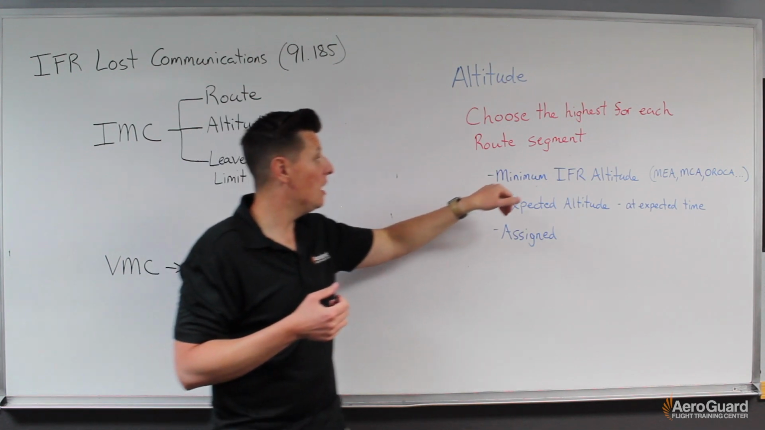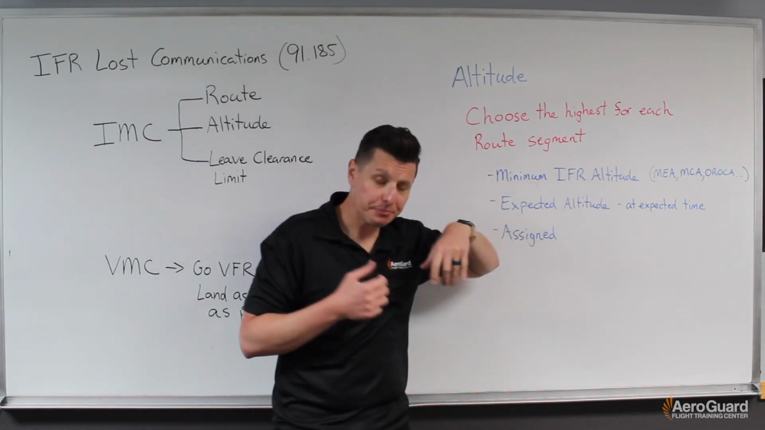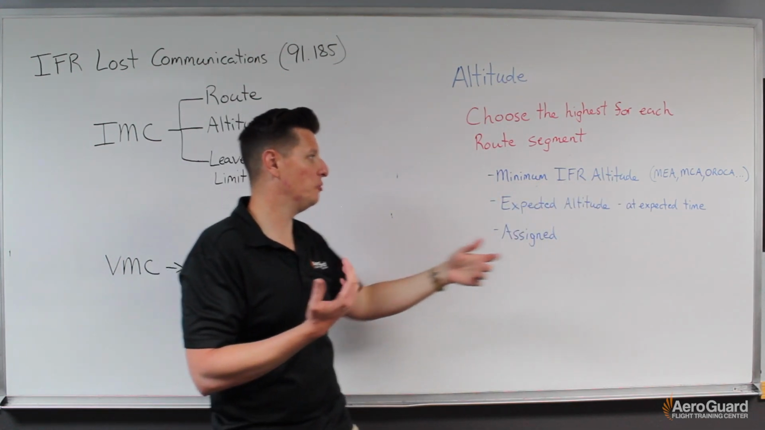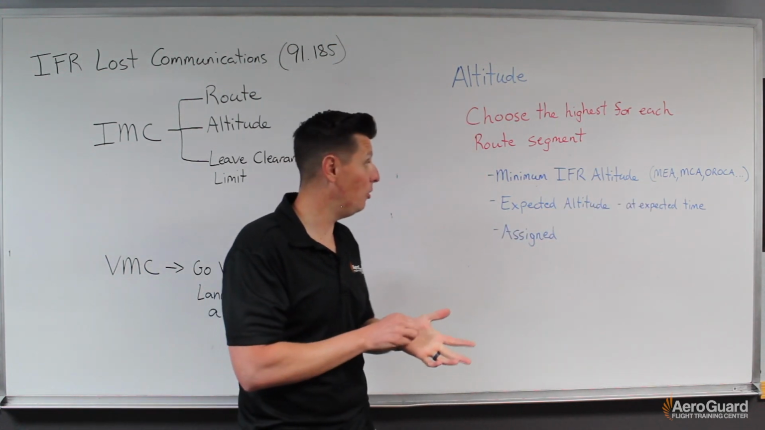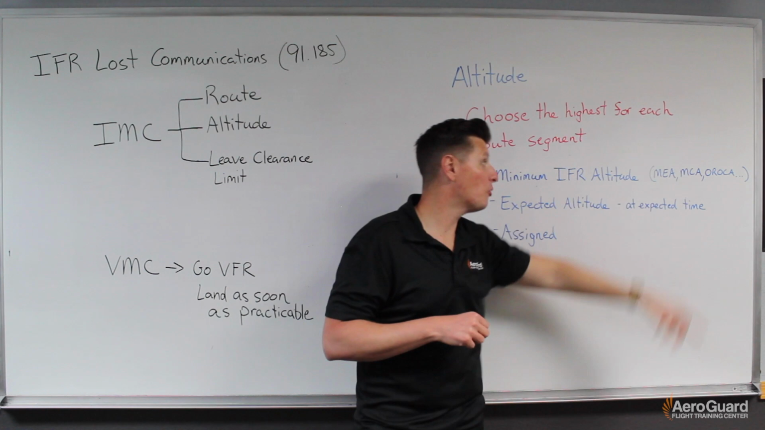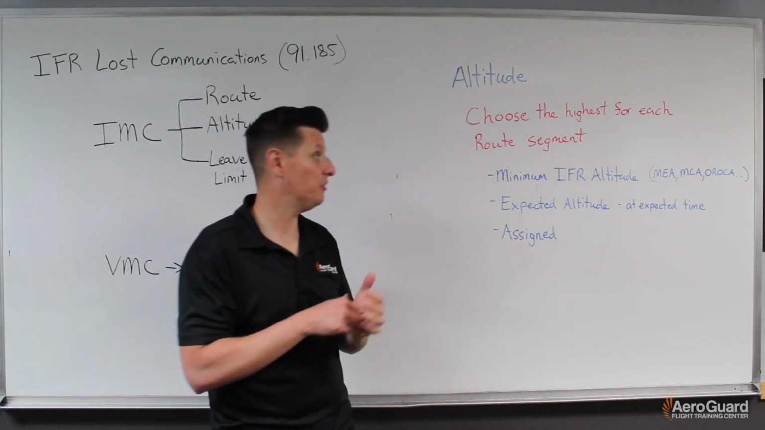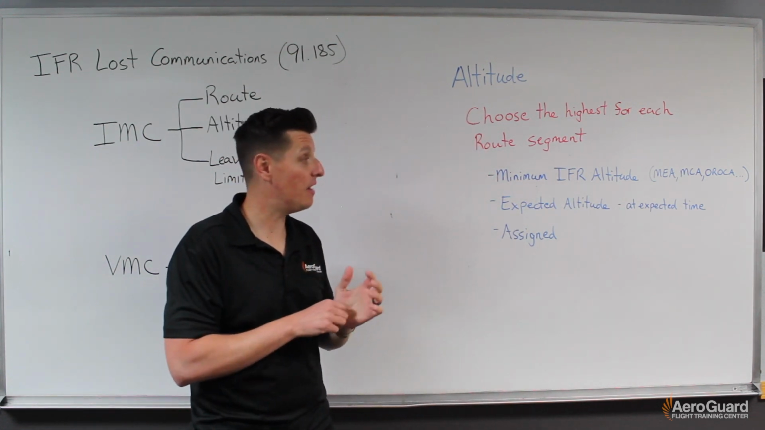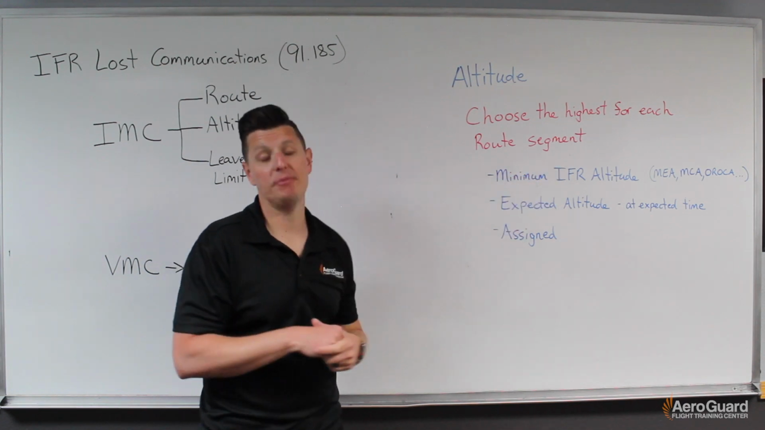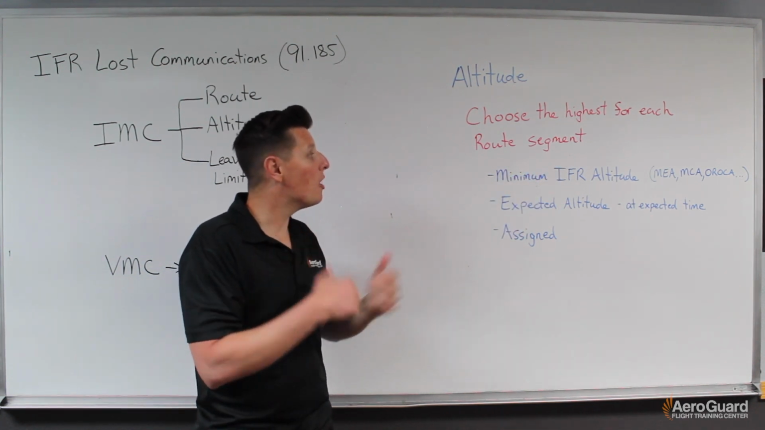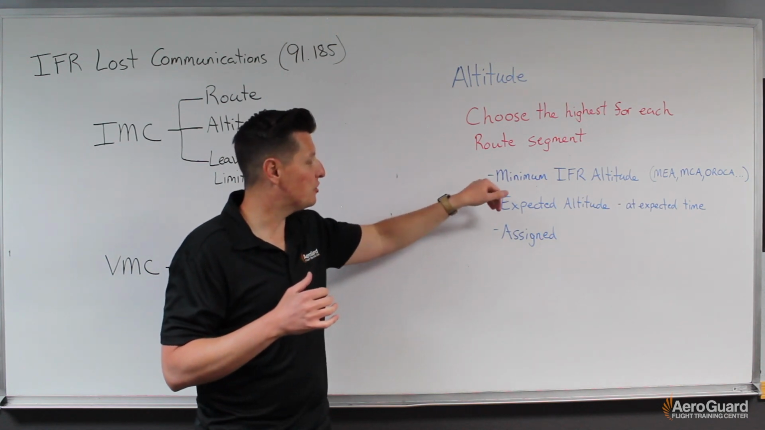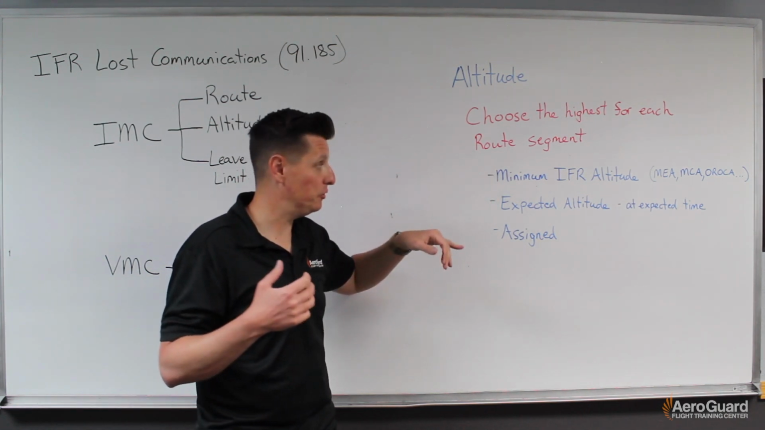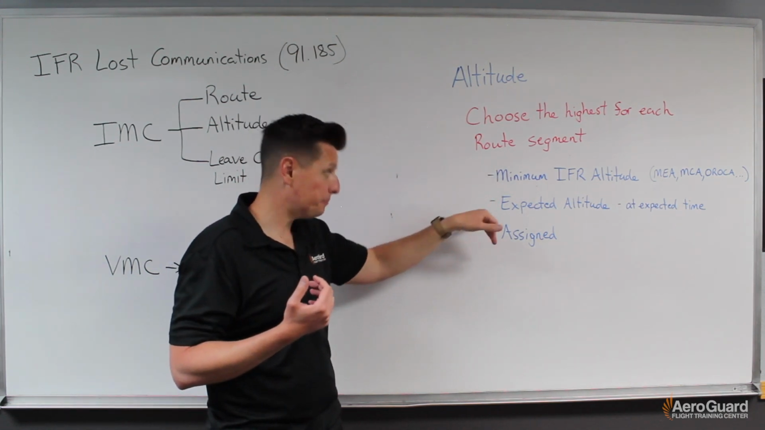The first is a minimum IFR altitude. Minimum IFR altitudes would be things like the MEA for that Victor Airway, for example, or minimum crossing altitudes, minimum reception altitudes if you're using that navigation, or off-route obstacle clearance altitudes, whatever the case might be. Could be an MSA, whatever. These are the published IFR altitudes for each route segment.